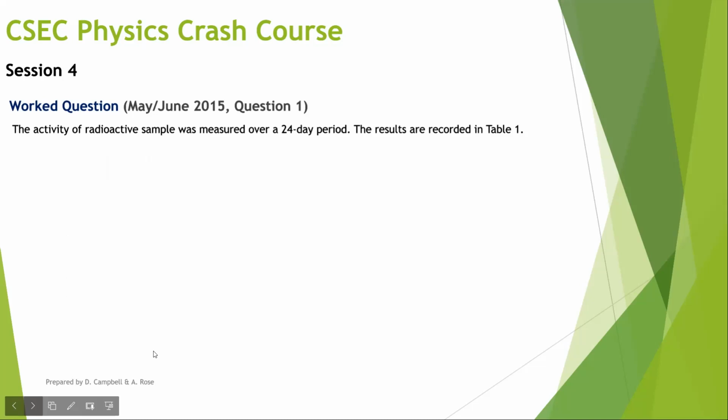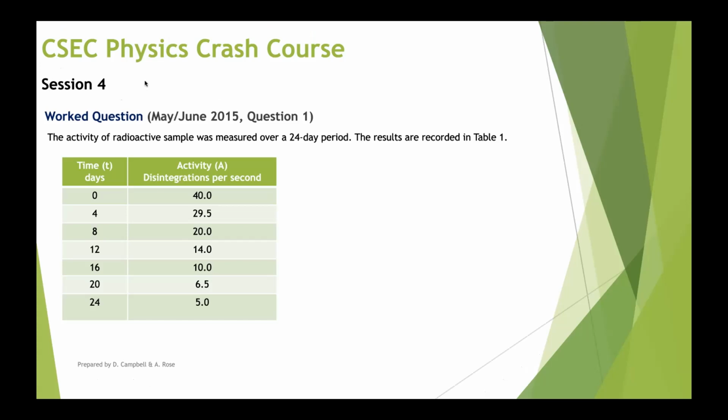So here we have our table. The time was divided, and we have the activity in disintegrations per second. So we start off with the initial activity at 40 disintegrations per second, and it decreases so that at the end of the 24-day period, the activity is 5 disintegrations per second.